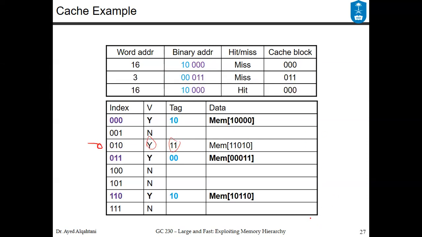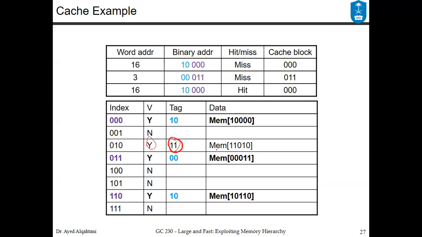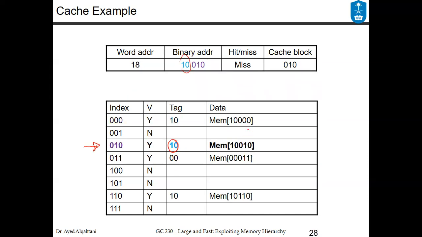So as you can see here, we have the tag 11, and here we have the tag 01, and they are different. So we need to replace this old data. We take it out and replace it with this new data, which is the memory content of the new word address.